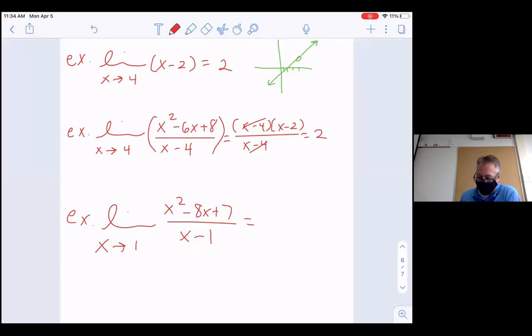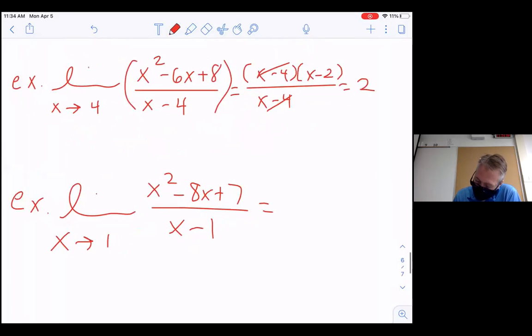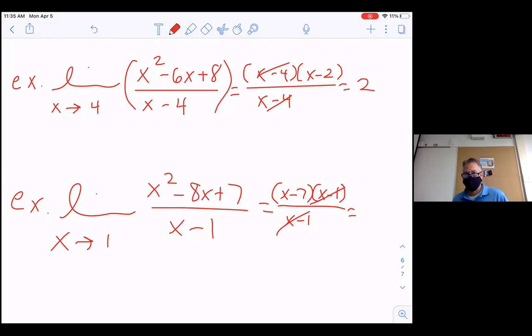So then our next and final method that we've done so far is try and factor the top and see if the denominator cancels. So in this case, the top factors into x minus 7 times x minus 1. And our denominator was x minus 1. So they do cancel. And then we just do a direct substitution. So now I'm just plugging the 1 in for x, and 1 minus 7 is negative 6.